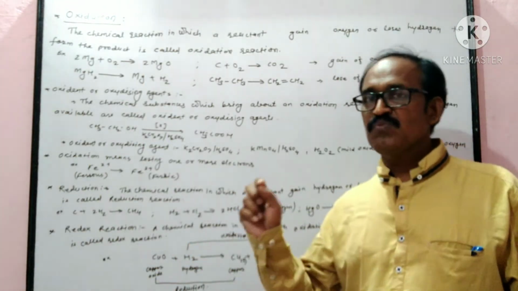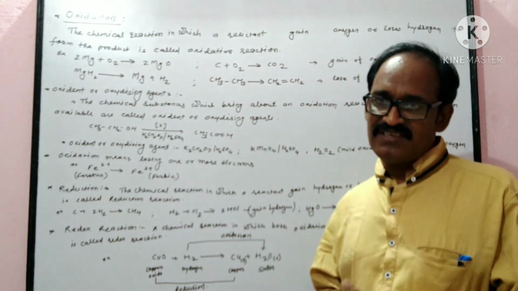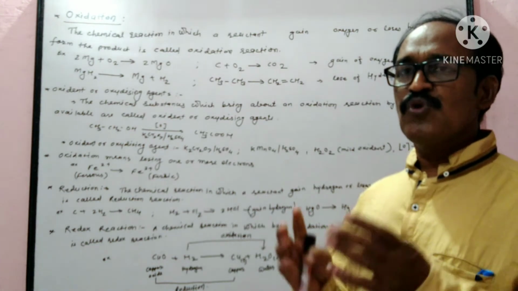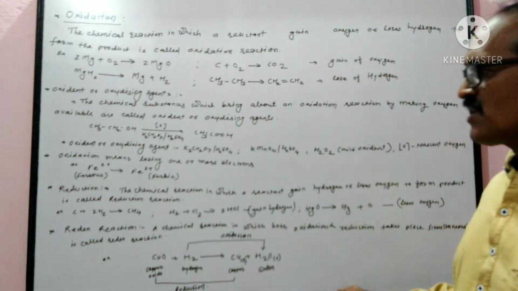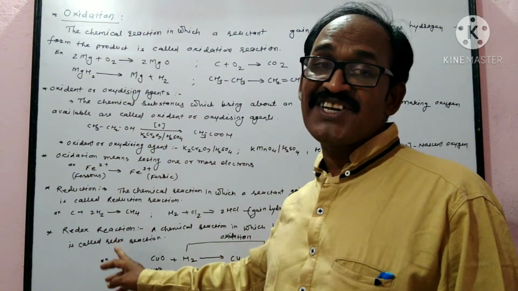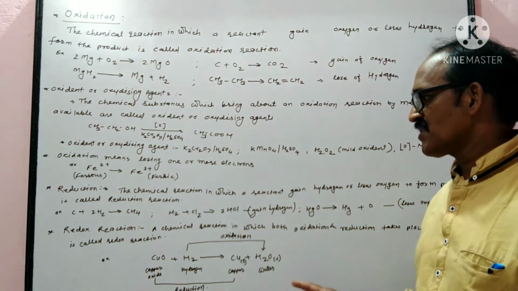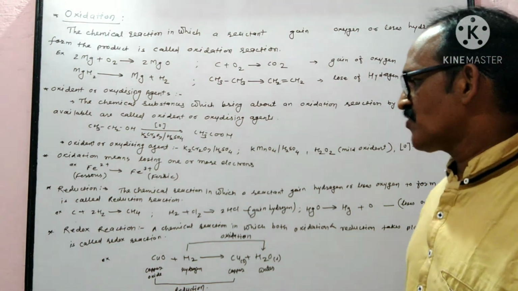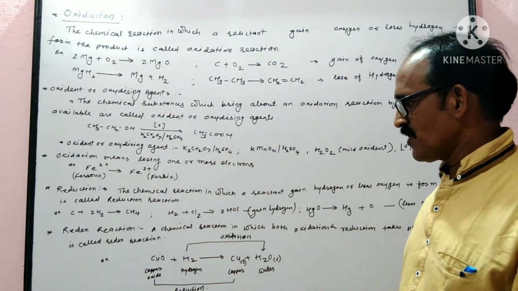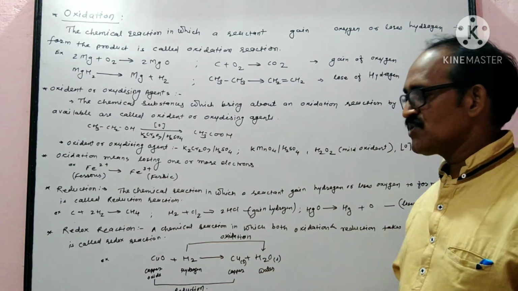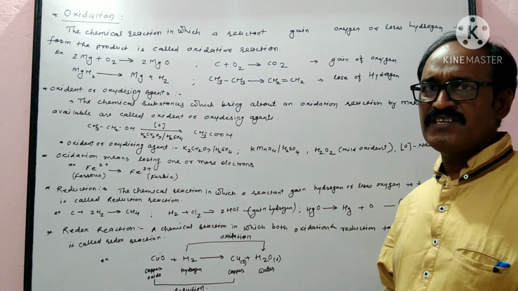In this reaction both oxidation and reduction take place simultaneously. A reaction in which both oxidation and reduction take place simultaneously is called a redox reaction. You must remember it is called the redox reaction. Generally in the board examination you have to write the definition of a redox reaction and one example. In this example, sometimes you have to mark the processes of oxidation and reduction.